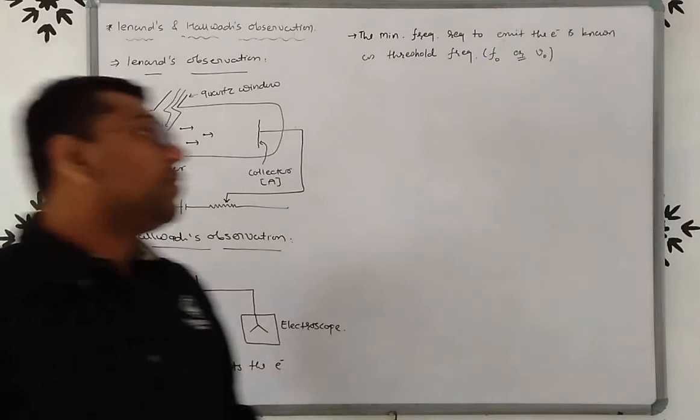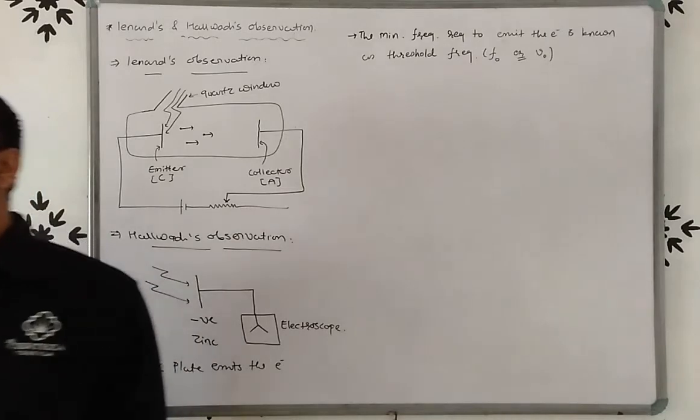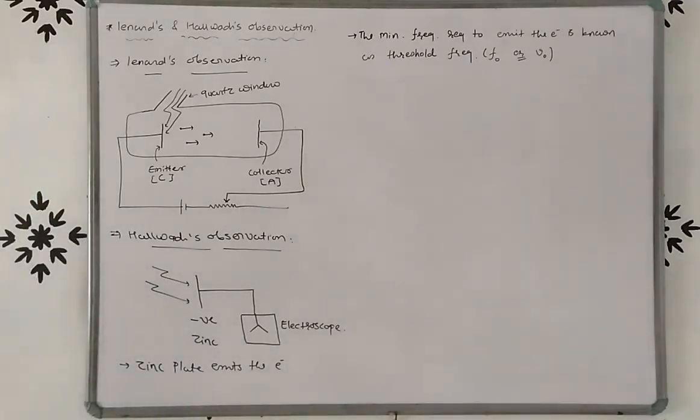So the minimum frequency required to emit the electron is known as the threshold frequency. Friends, you have to remember the definition of this threshold frequency, right? The threshold frequency is the minimum frequency required to emit the electron, and this threshold frequency is denoted by nu naught, or you can say f naught, right?